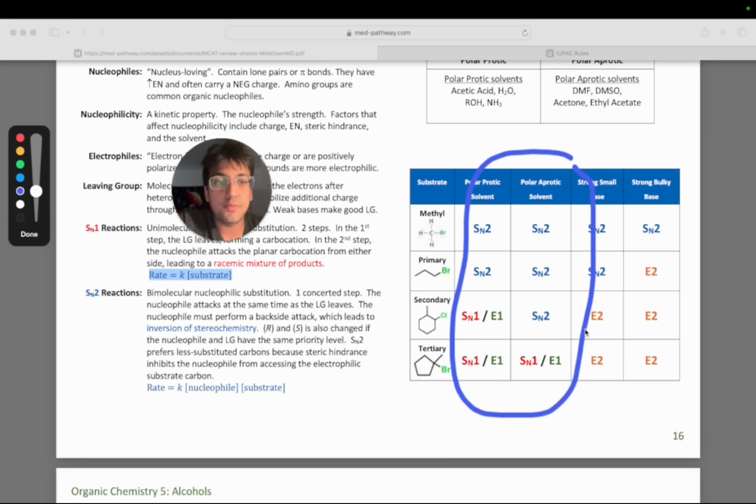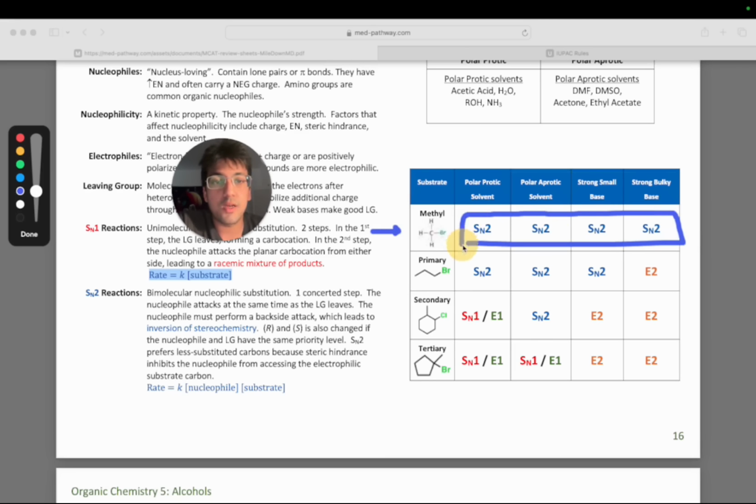Now we'll go row by row. Here we know that we're going to have all Sn2 reactions, so this is all going to happen in one step. This guy is going to leave as a leaving group, and it's going to be replaced by a nucleophile. All of these are Sn2 reactions. It doesn't matter if you're in a polar aprotic or polar protic solvent, or if it's a strong small base or a strong bulky base.